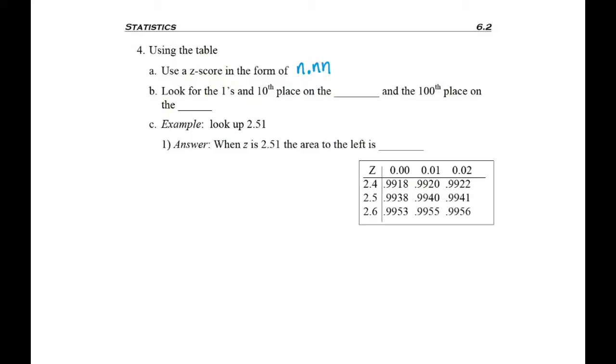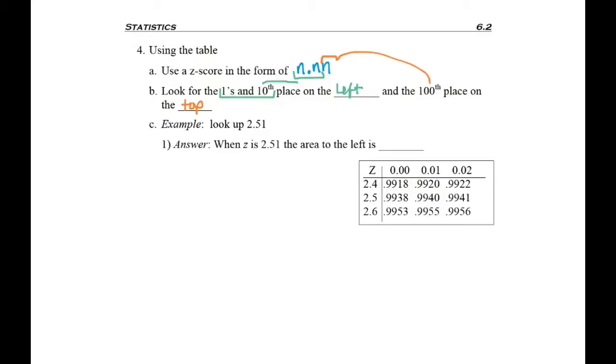So the first thing we do is we look for the ones and tenths place of that number on the left of the table, and then we're going to look for the hundredths place on the top of the table. Just to help clarify, the ones and the tenths place will be the whole number and the first digit past the decimal. That will look on the left edge of the table. The hundredths place is always the second digit past the decimal.